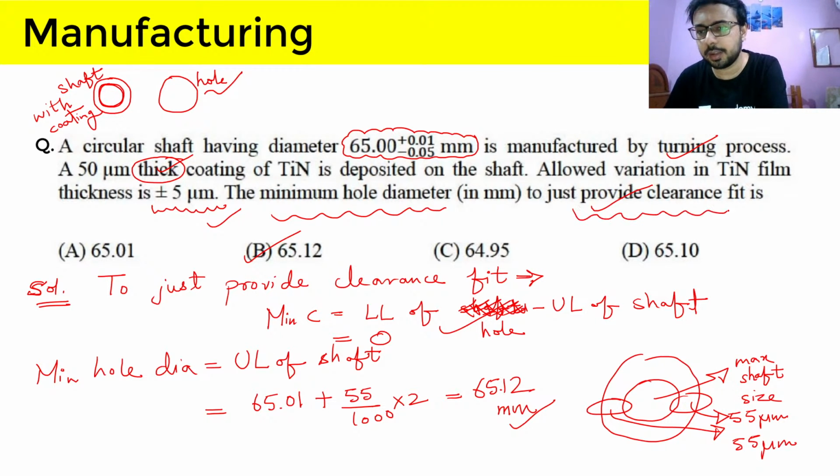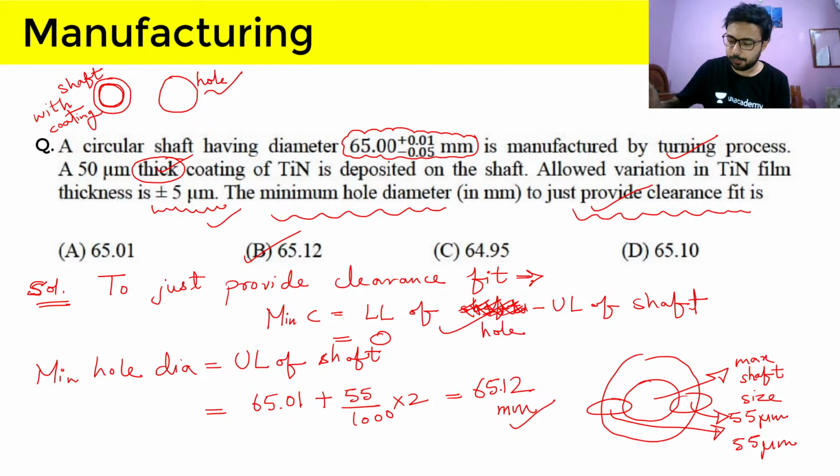First, to provide just clearance fit. If something like this is given, you know that you have to write clearance fit, and the clearance is equal to the hole minus shaft size, and the minimum clearance here will be the lower limit of hole minus upper limit of shaft. So lower limit of hole we have to calculate, because the question has asked for the minimum hole diameter in mm, so that we will put equal to the upper limit of shaft, and upper limit of shaft can be calculated by finding the maximum shaft size, which is 65.01, and I have added the maximum thickness of coating, that is 55 micrometers, after considering the variation of that thickness. And we have just found out that this thickness we have to add two times because of the nature of thickness.